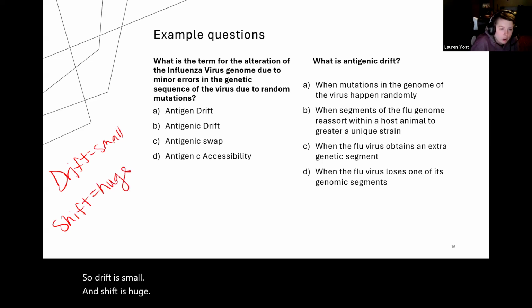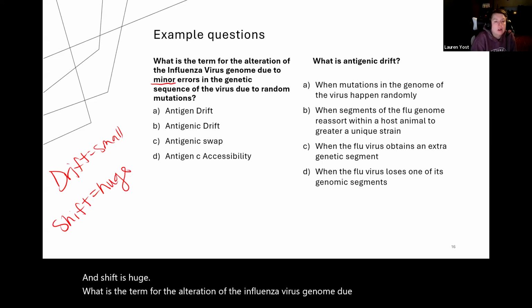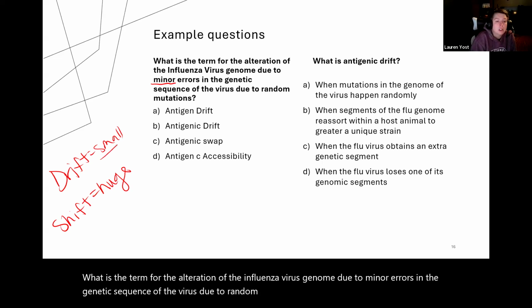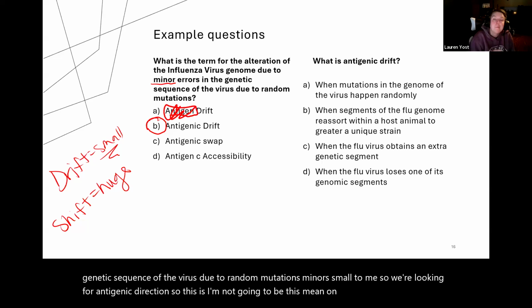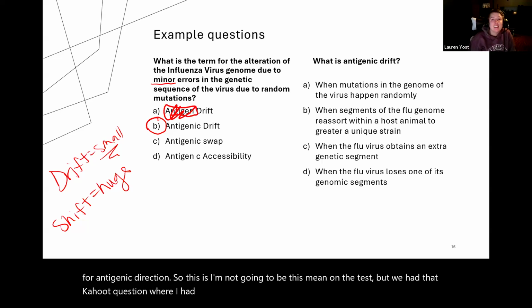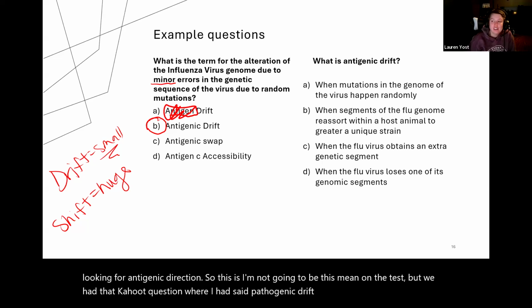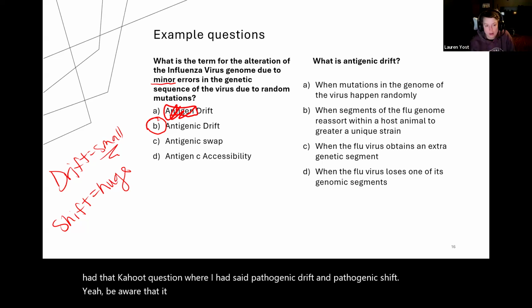What is the term for the alteration of the influenza virus genome due to minor errors in the genetic sequence of the virus due to random mutations? Minor is small to me, so we're looking for antigenic drift. And I'm not going to be this mean on the test, but we had that Kahoot question where I had said pathogenic drift and pathogenic shift. Yeah, be aware that it is antigenic drift.